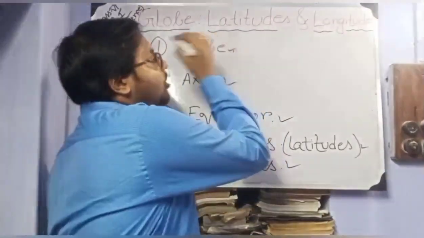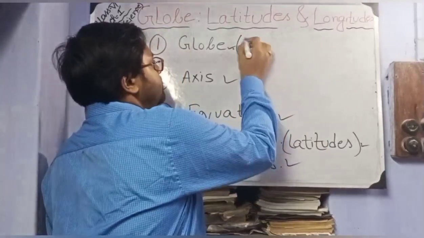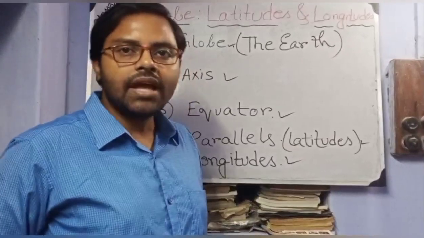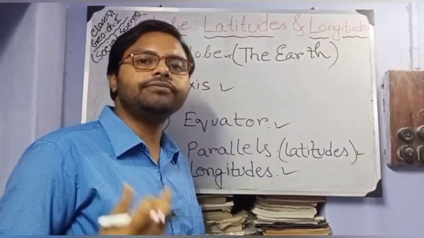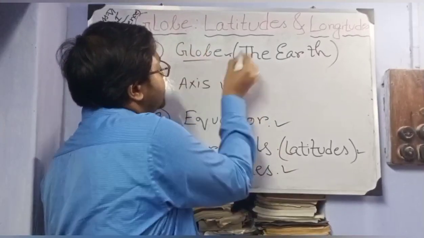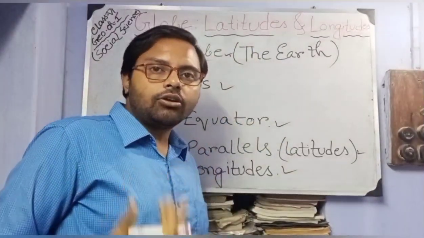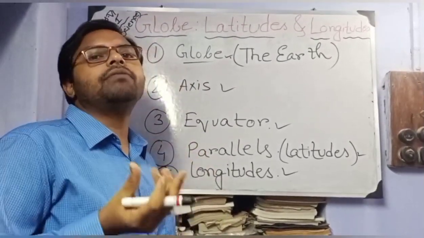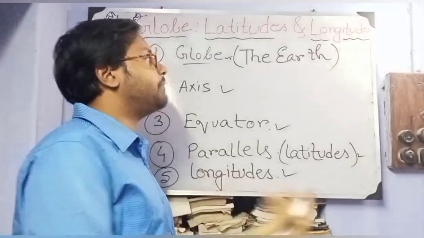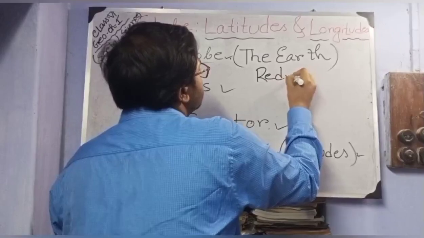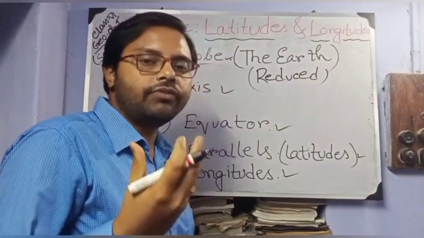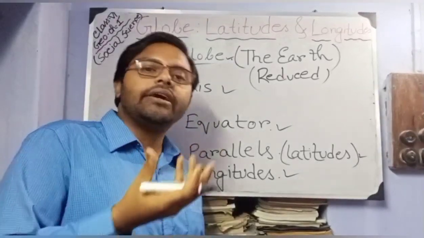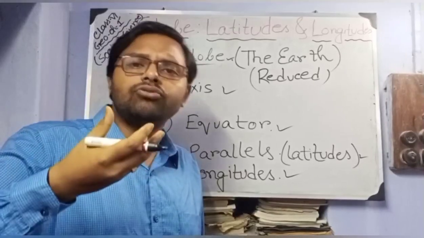So what is globe? Globe means the Earth. Simple. Globe is another name of the Earth. But why do we signify the globe here? Because globe is a reduced shape of the Earth. That means it is a reduced shape of the Earth. We show the Earth as a reduced material, through a ball, through a globe.